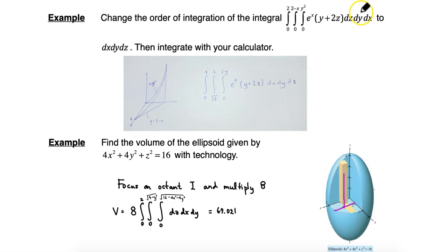Then y ranges from y equals 0 to y equals 2 minus x. So for a certain value of x that I picked, y ranges from 0 to 2 minus x. And that creates this triangle in the xy plane. Finally, z ranges from 0 to z equals y squared. So there's kind of a parabolic top here.